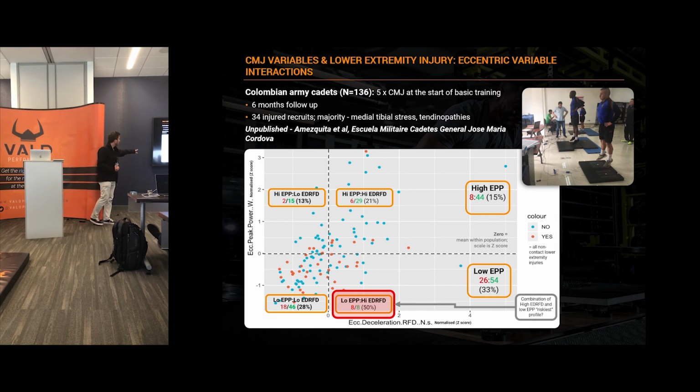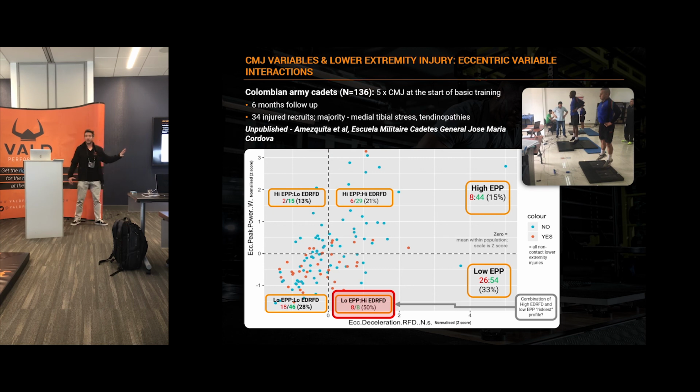And they fall into the bottom right. Okay, so they're very good. They create stiffness very quickly, but overall, their power in the eccentric phase is low. Look at their risk ratio. 50% of those guys ended up with overuse injuries. Now, there's not a lot in that quadrant because clearly there's a correlation. But if you look at the other extreme, low EDRFD, high eccentric peak power, they're happy. They're probably not very athletic, but they haven't got much pain. And then the other two groups are fairly similar.